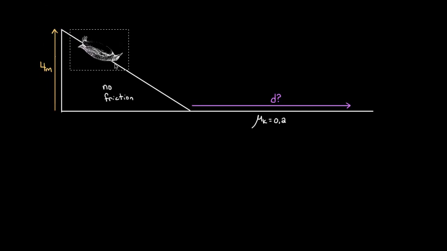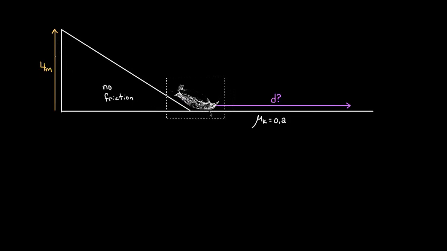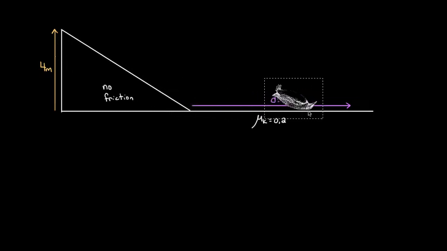Walter slides down, speeds up, but now he hits a patch that does have friction, so Walter slides across this patch over some distance d and then comes to a stop. And if we know Walter started 4 meters high and the coefficient of friction along this path is 0.2, we could figure out what was the distance Walter slid on this horizontal surface before coming to a stop.